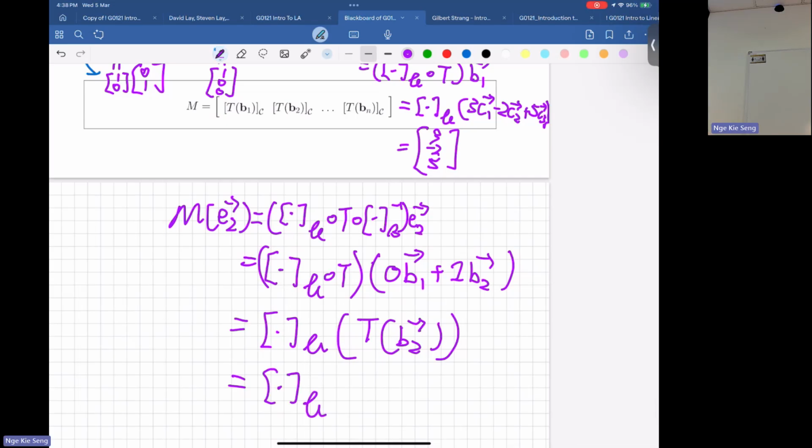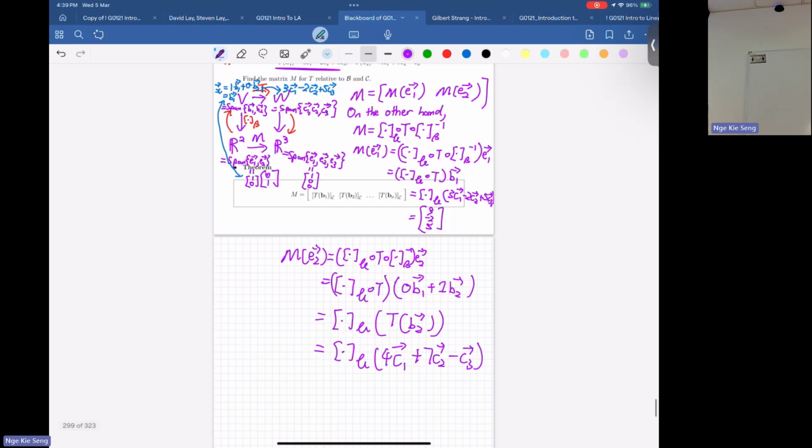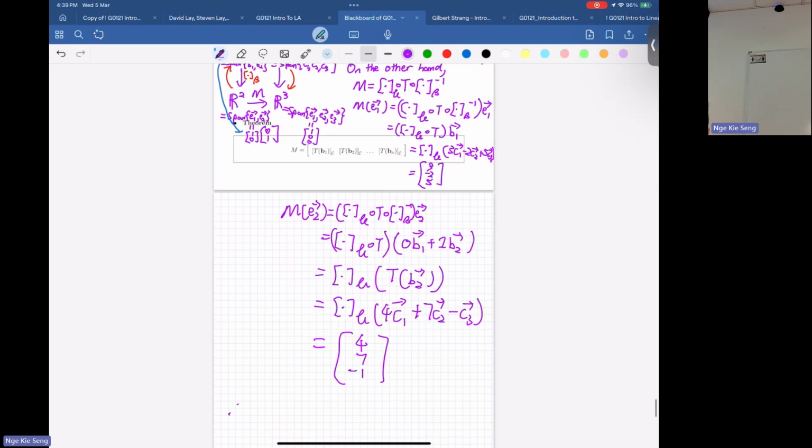By question, you should get 4C1 plus 7C2 minus C3. Okay, but if you read this out, it's just 4, 7, minus 1. So in other words, if you put this together, M is equal to 3 minus 2, 5, 4, 7 minus 1.